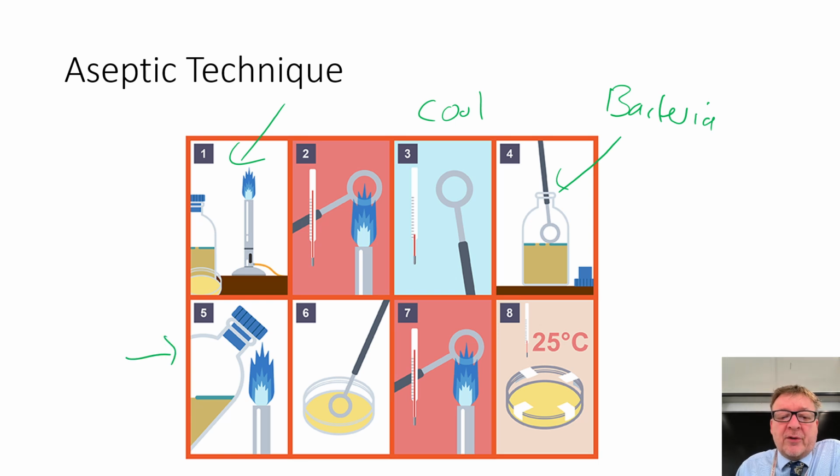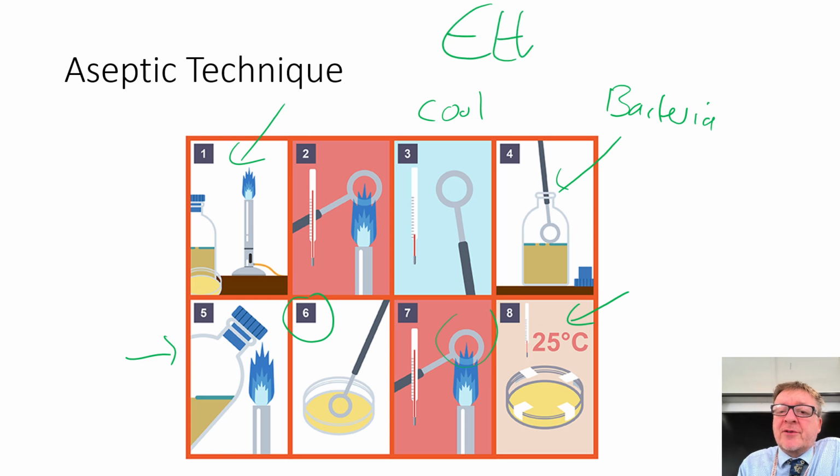Make sure that you are flaming everything, so you flame the bottle to make sure there's no bacteria on the outside of it. When you open the bottle, you put it next to a flame to make sure there's nothing that can get into it. Number 6 is then you inoculate your agar with the bacteria itself, then you heat it all up again and sterilize everything again. The final part is your bacteria are then put at 25 degrees, because that is their optimum growing temperature.